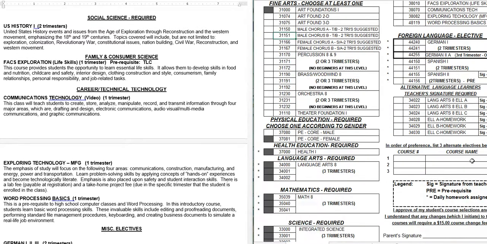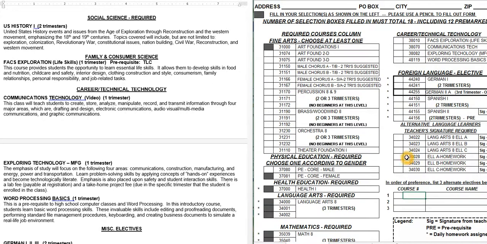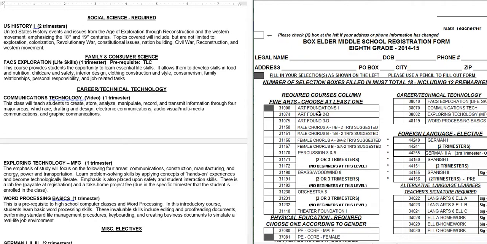And then right down here at the bottom, these blank boxes, I need to choose 3 classes that, if I can't get into my first choice classes, these would be my alternate classes. So that is really a super quick and dirty way of being able to explain my 8th grade registration.